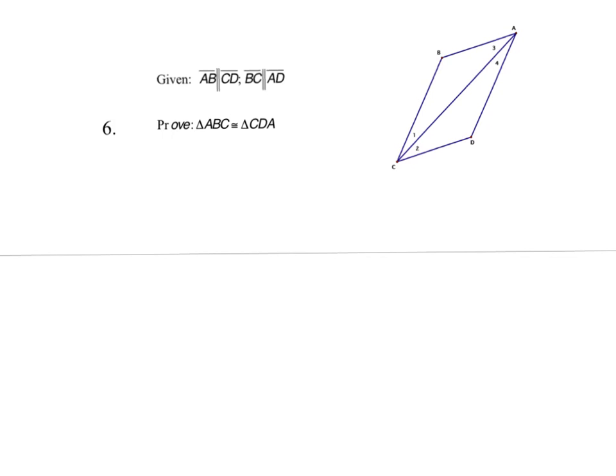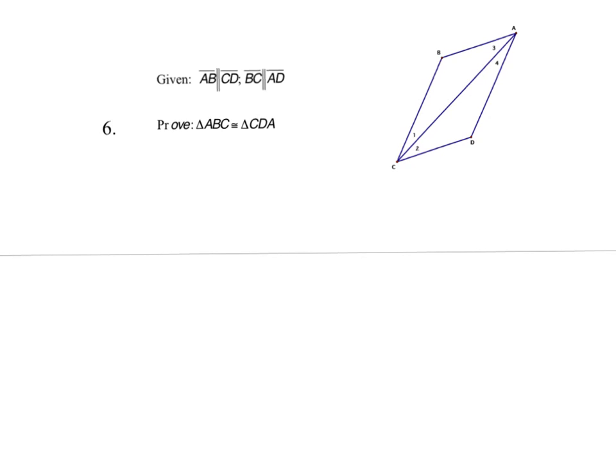For question number 6, let's again talk through this. We're trying to prove that triangle ABC is congruent to triangle CDA. And all you know is parallel lines. Well, parallel lines are not congruent lines, so that doesn't really help us.